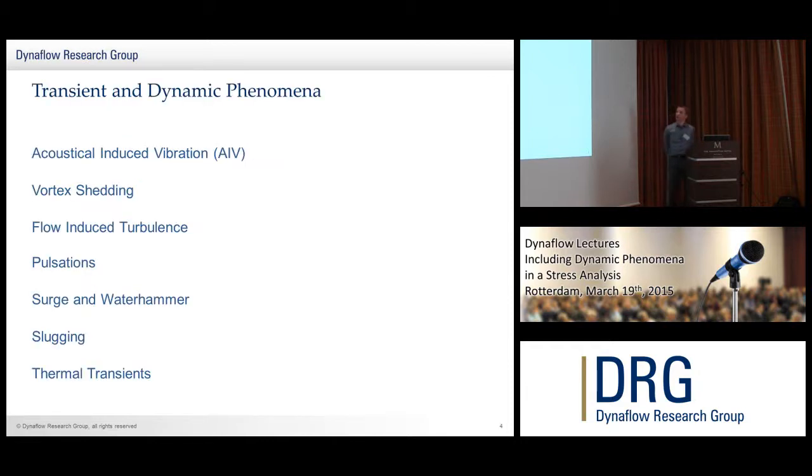These are not all the transient and dynamic phenomena that could occur, but we're going to give an introduction to a few. Here, we're going to touch on acoustically induced vibration, often called AIV, vortex shedding, flow-induced turbulence, pulsations, surge and Waterhammer, also slugging, and thermal transients.